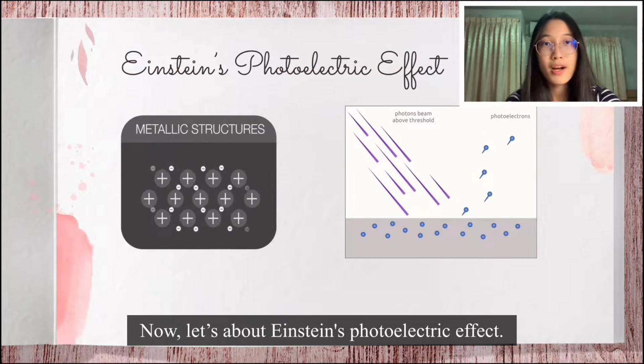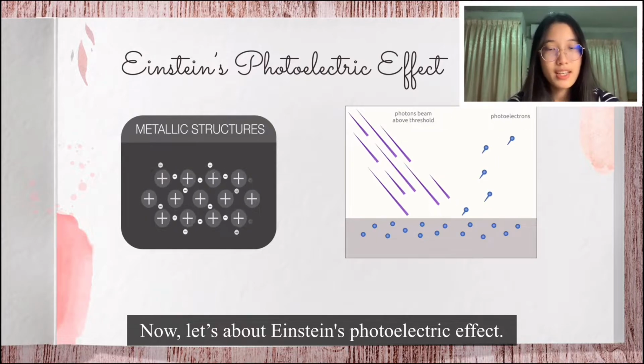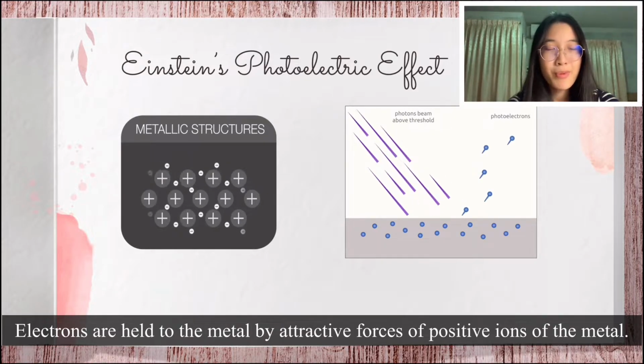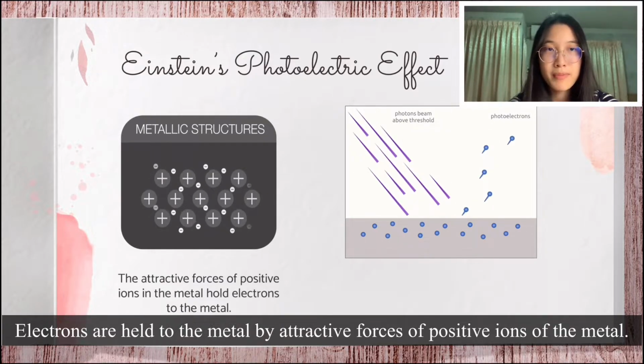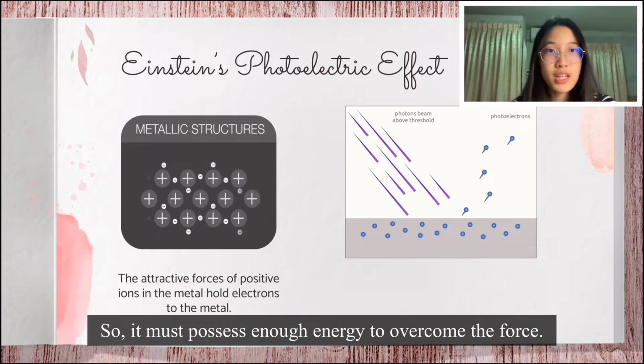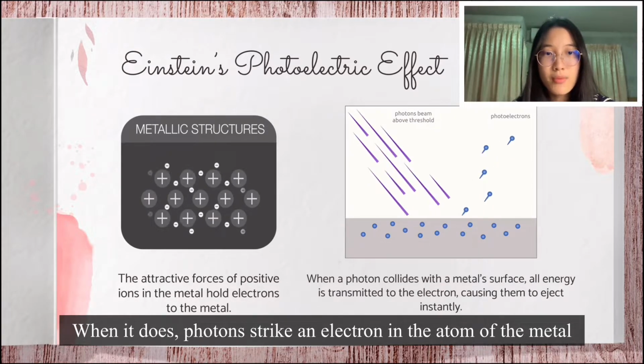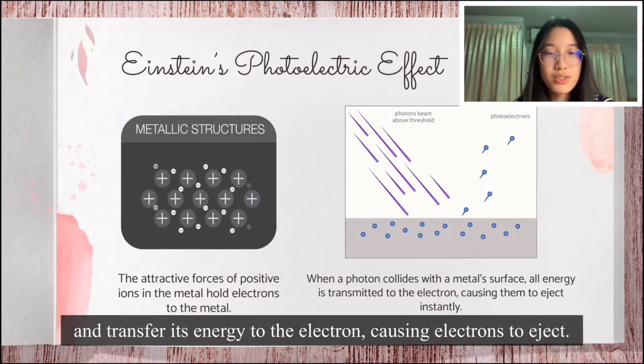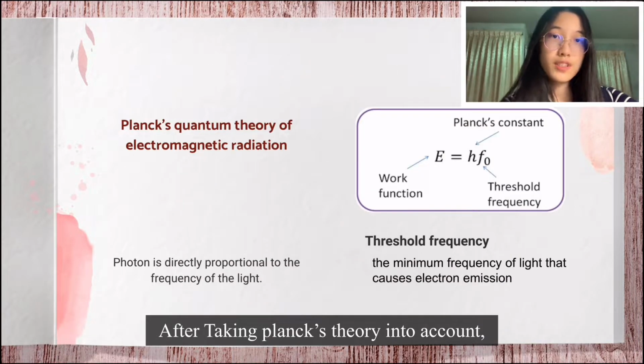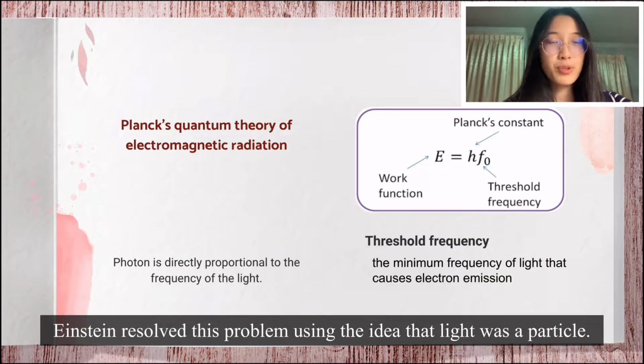Now, let's talk about Einstein's photoelectric effect. Electrons are held to the metal by the attractive force of positive ions of the metal, so an electron must possess enough energy to overcome the force. And when it does, photons strike an electron in an atom of the metal and transfer its energy to the electron, causing the electron to eject. So after taking Planck theory into account, Einstein resolved this problem using the idea that light was a particle.